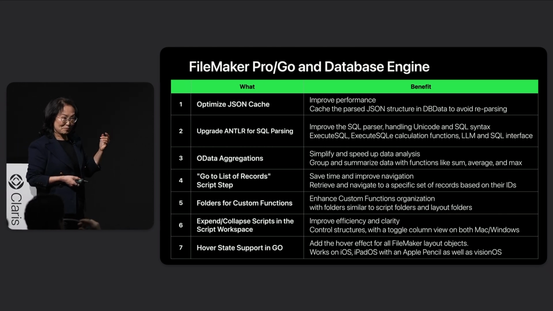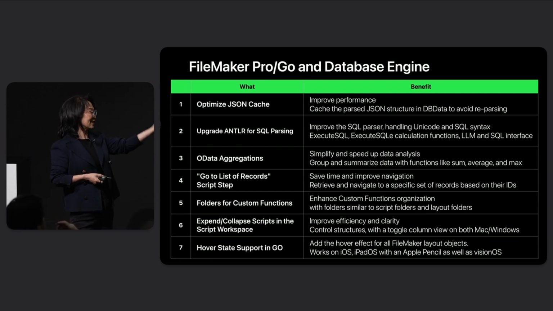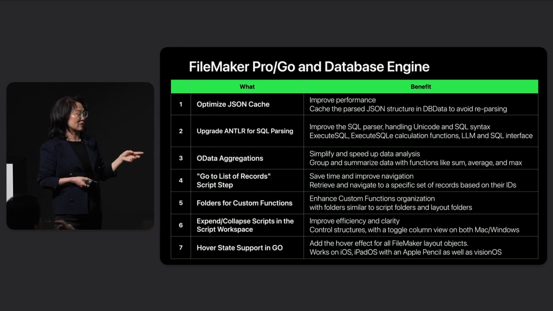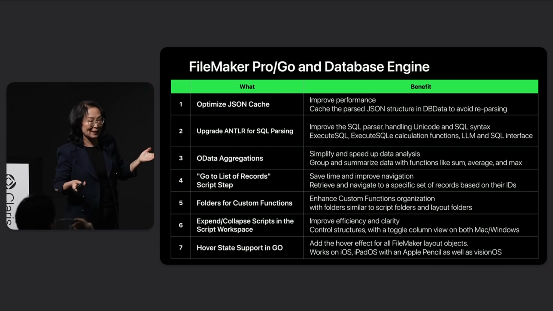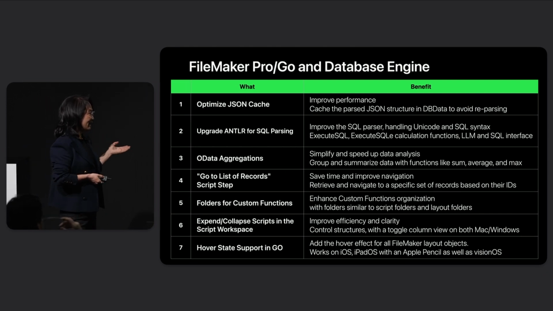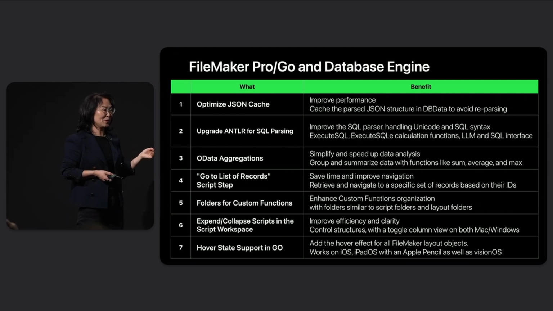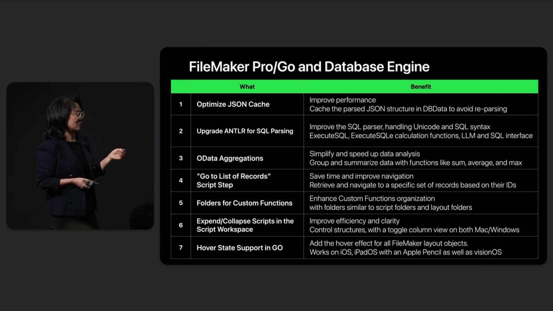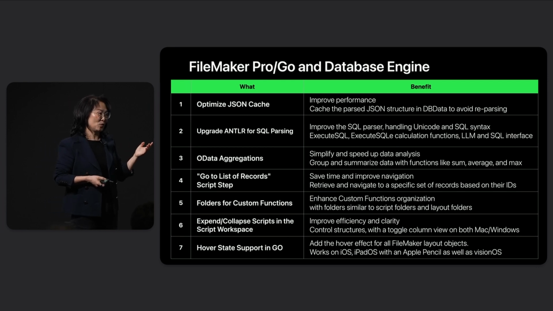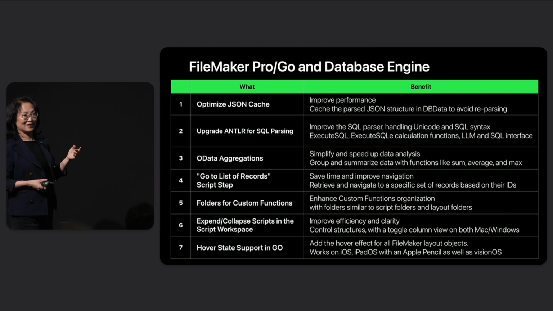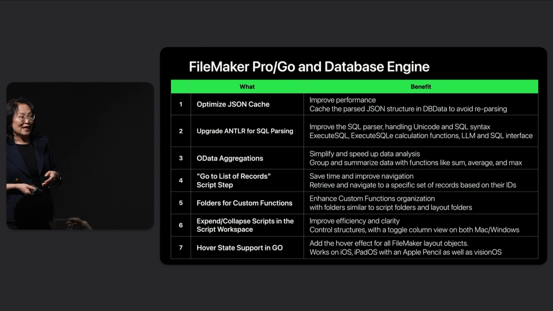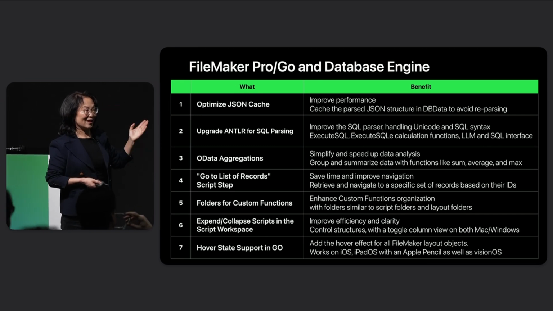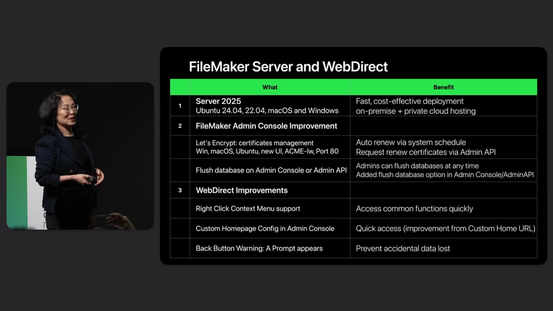In the script workspace, you can expand and collapse the script control structure along with a toggle column view on both Mac and Windows. We have hover state support for FileMaker Go. We added the system hover effect for all FileMaker layout objects. This works on iOS, iPadOS with the Apple Pencil, as well as visionOS. Download the ETS, it's all there. Have a look.